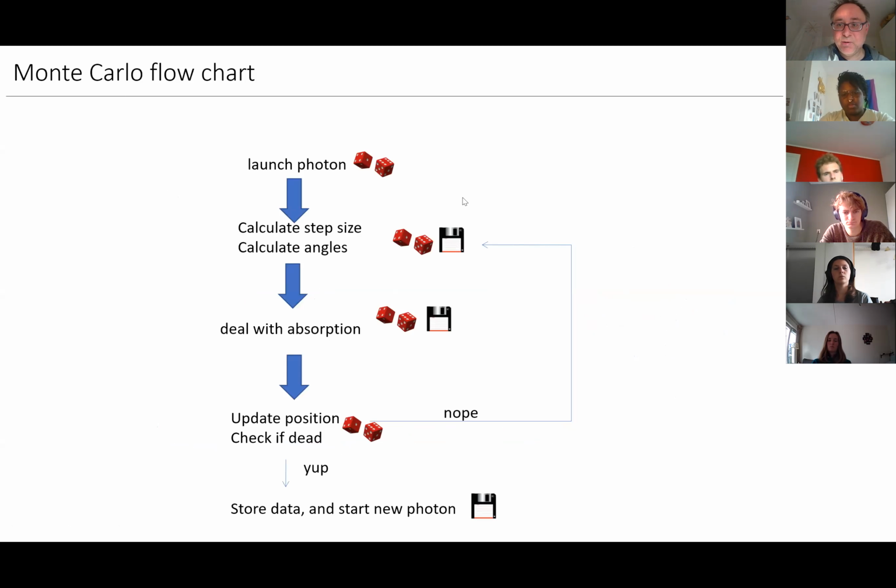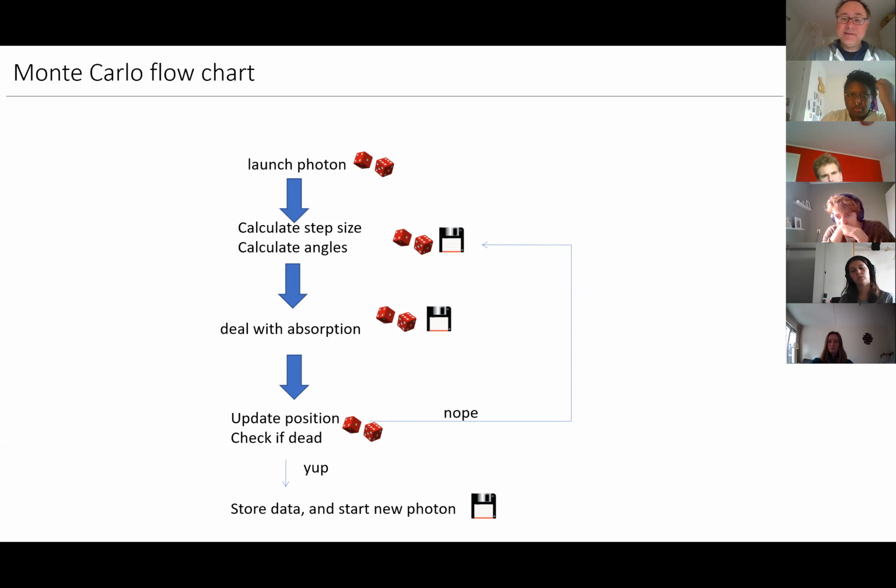So the general procedure is then as follows. You launch a photon, which means that you bring it into the tissue at x, y, and z is 0, for example. You calculate a step size, sample a step size in which no interaction occurs. After that, you calculate a deflection angle, to determine the new direction of the photon. At this point, or maybe even before you calculate angles, you could decide whether or not the photon is absorbed or scattered.